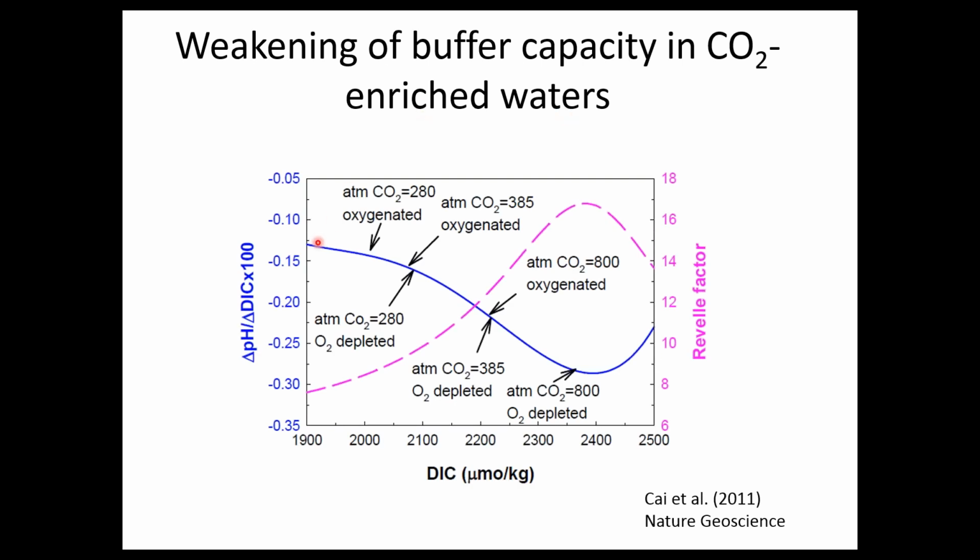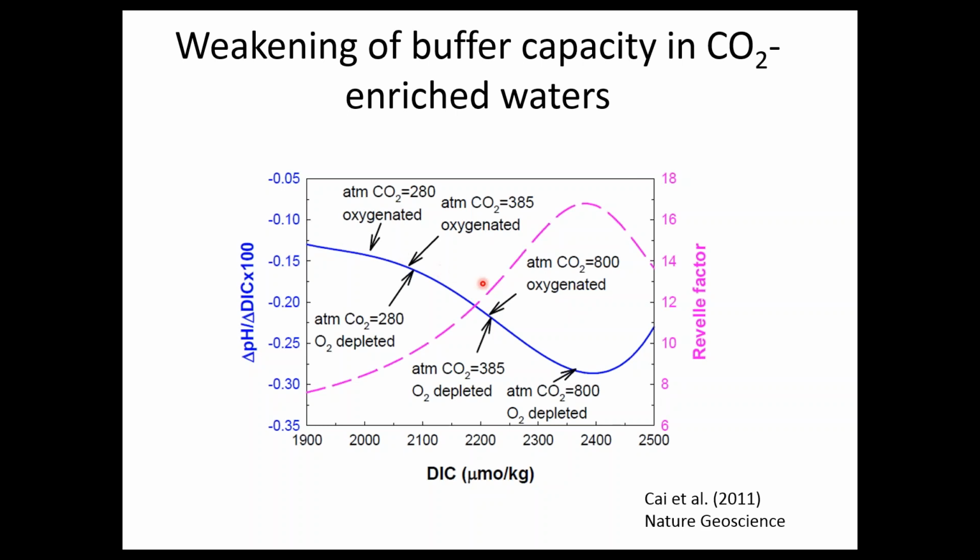So here is delta pH relative to a certain delta DIC change, and here I multiply by 100. So for every 100 micromole of DIC or CO2 addition to the system, how much is the pH change? In the pre-industrial time, or in today's oxic water with relatively low CO2, that change is relatively small, as we predict, like 0.1 pH unit or a little bit higher than that.